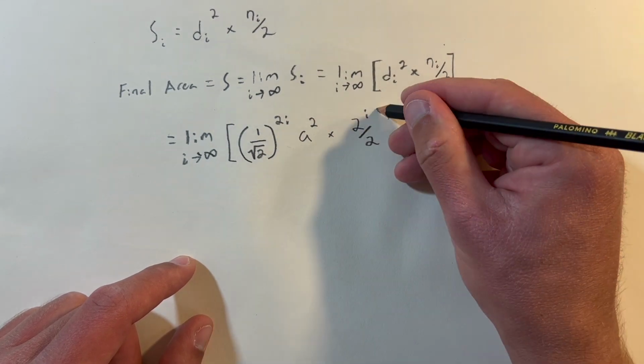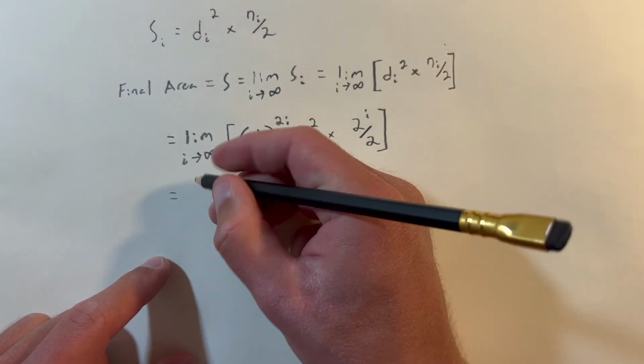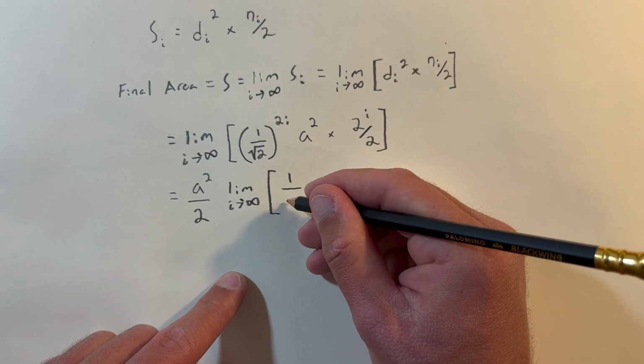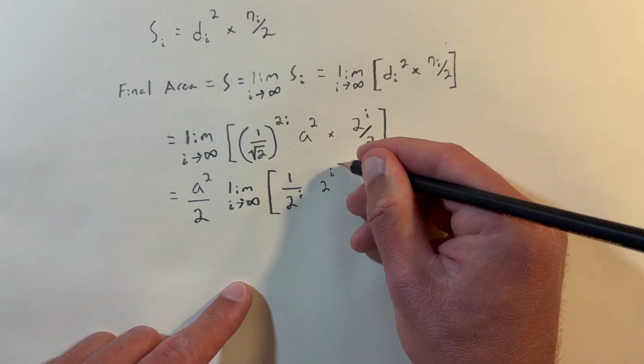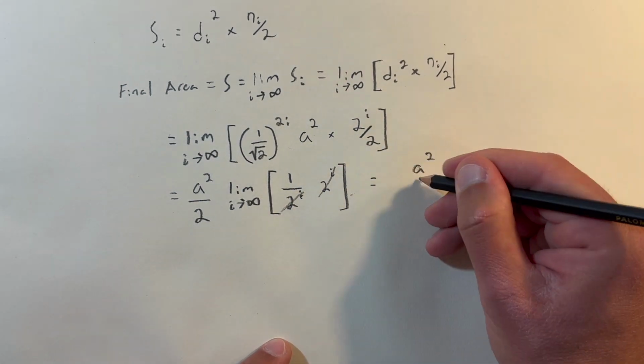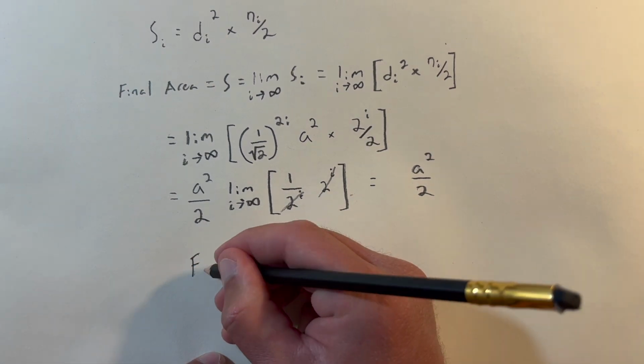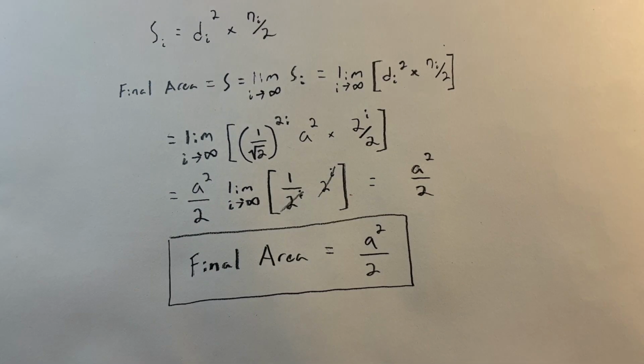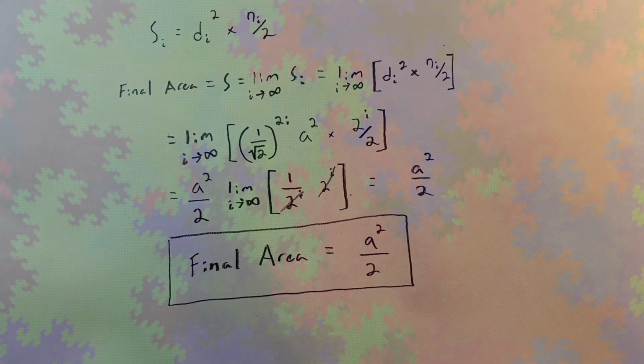We can take anything out of the limit that doesn't have an i variable attached to it. They're unaffected. And it turns out everything in the limit will then cancel to 1. So the final area is just our starting line length squared divided by 2. So really, over all these iterations, the approximate area doesn't change. It simply takes on different and increasingly complex shapes.